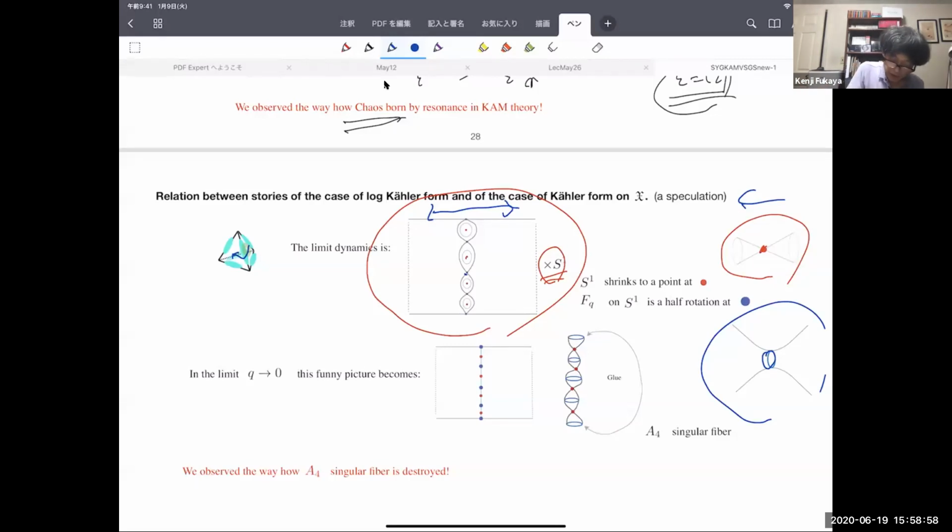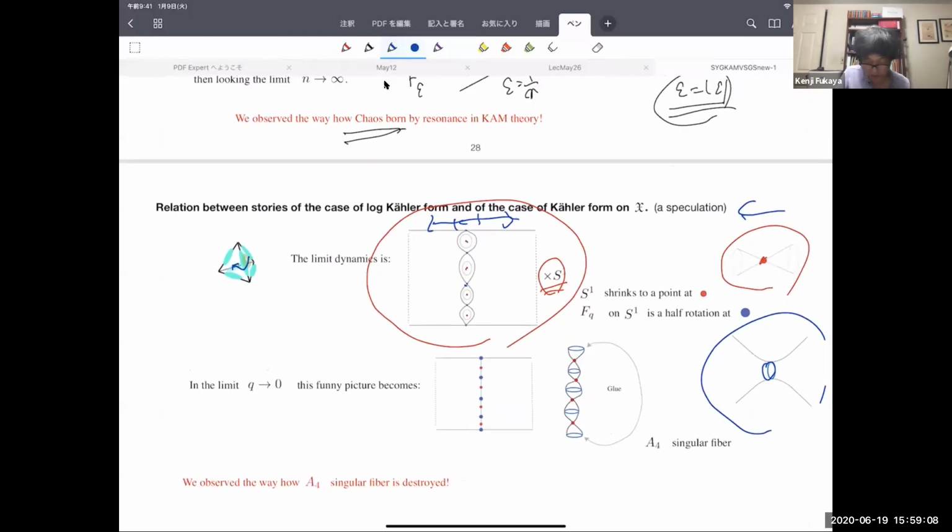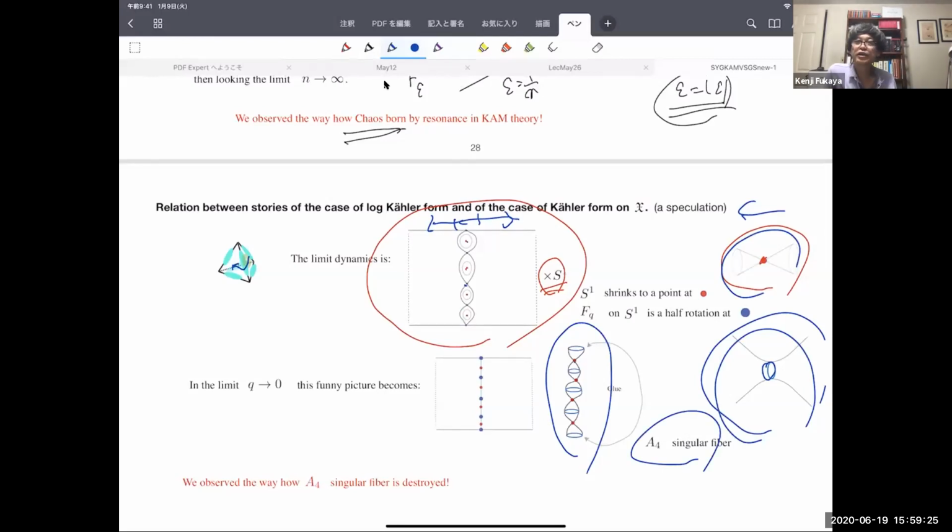So in the limit, this completely shrinks, and this funny picture, everything just lies on one line. So on one line you have these 4 red fixed points and 4 blue fixed points, and the fiber is something like this and like this. So you take the fiber, you have this picture. This red one is a kind of node, and this blue one is S1. So you have this thing, and this is exactly this A4 singular fiber. And I believe that this A4 singular fiber is the A4 singular fiber in the SYZ picture.